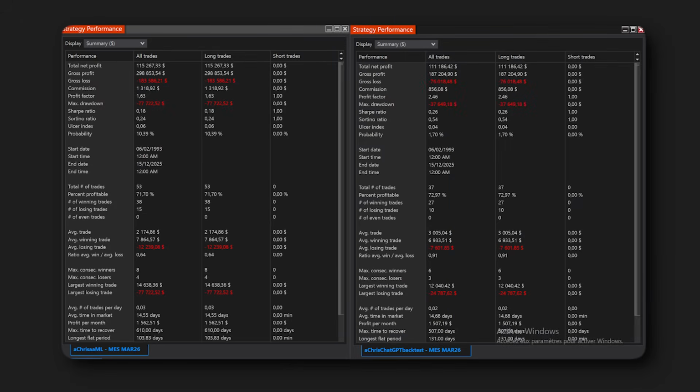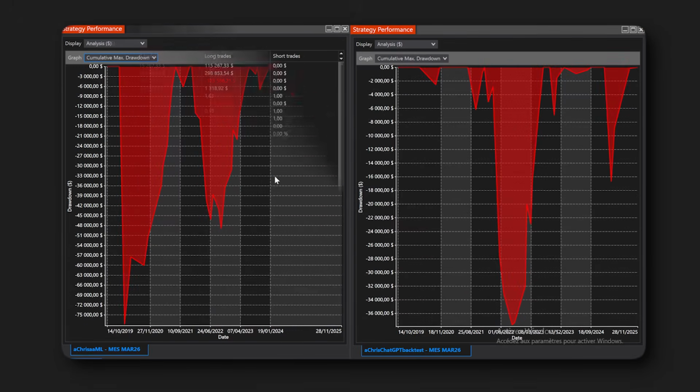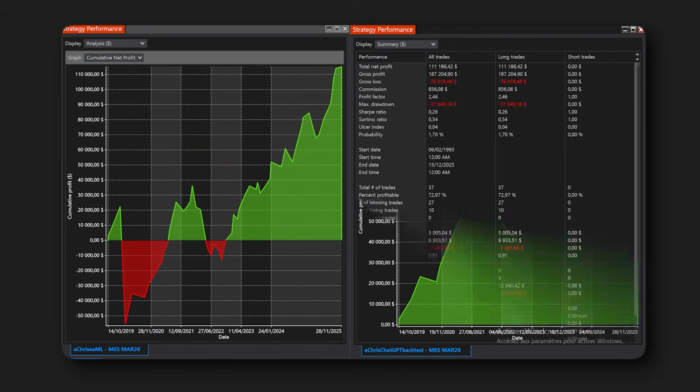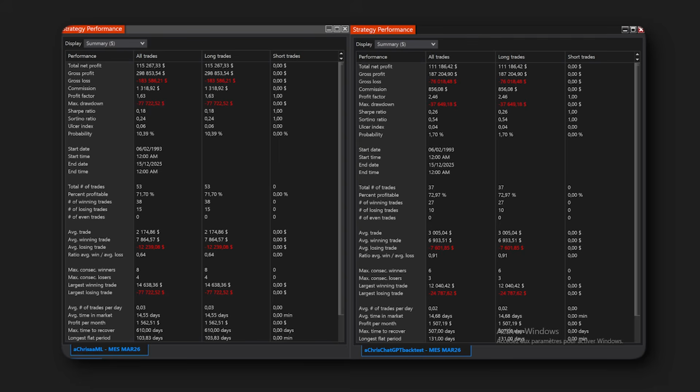With the AI filter enabled, the number of trades decreases. The average quality of each trade increases. Profit factor improves sharply. Drawdowns become much more manageable. The equity curve becomes cleaner and more stable. In other words, the strategy becomes significantly more robust. This is a perfect example of how AI can enhance an existing trading model without redesigning it entirely, simply by validating each setup using probabilistic context from recent price action.